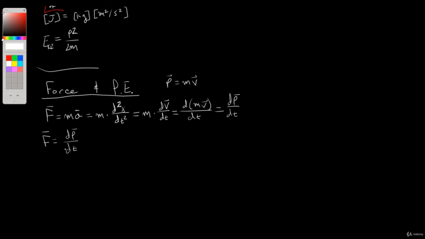So the change in momentum with respect to time is simply another way of writing Newton's second law, right? And so we have F equals ma. That's also written as F is equal to dp dt. Yes?